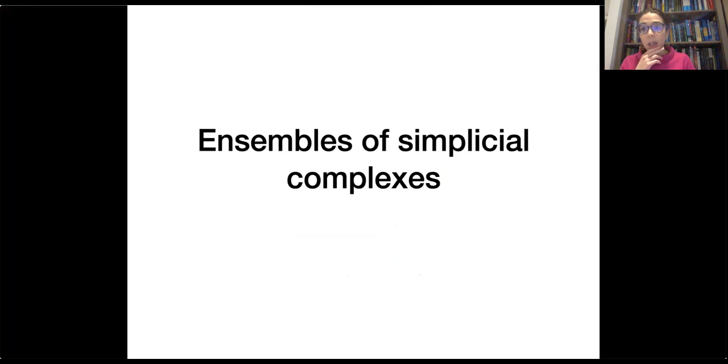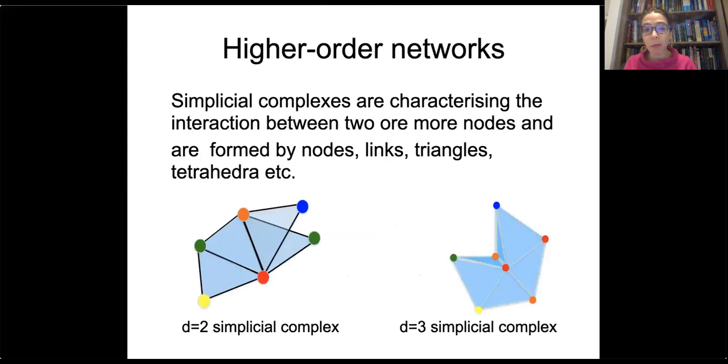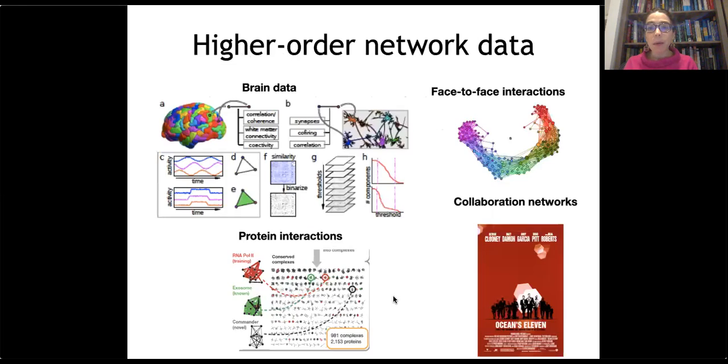Now I want to tell you a little bit more about ensembles of simplicial complexes. Simplicial complexes are higher order networks. So networks that are not just encoding pairwise interaction, not just formed by nodes and links, but also encode interaction between 3 nodes or 4 nodes and so on. So there are a number of data sets that are characterized by higher order interaction.